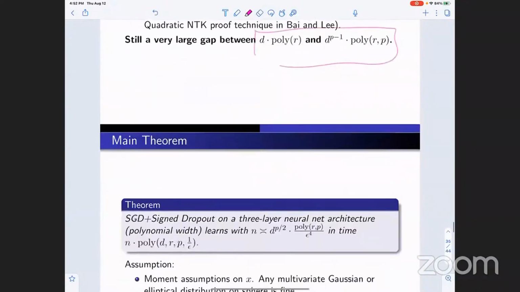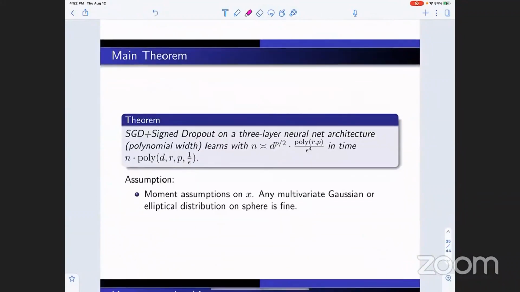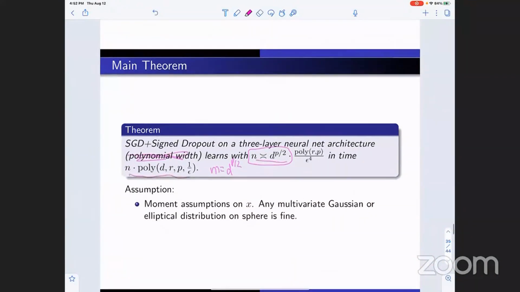And in fact, what I will show you today is SGD plus sign dropout, so I need to modify SGD a little bit, on a 3-layer architecture learns with width D to the P over 2. Sorry, the width is actually D to the P over 2. I need D to the P over 2 samples, and time n poly D, R, P, 1 over epsilon and m.